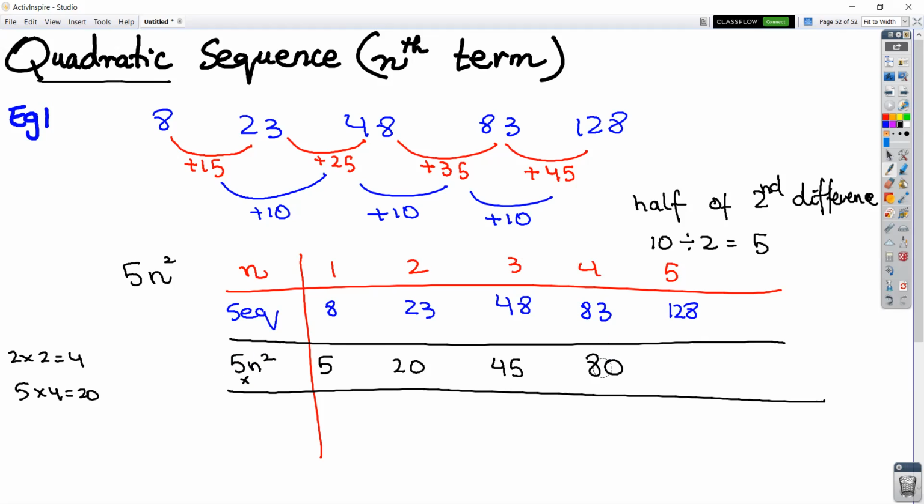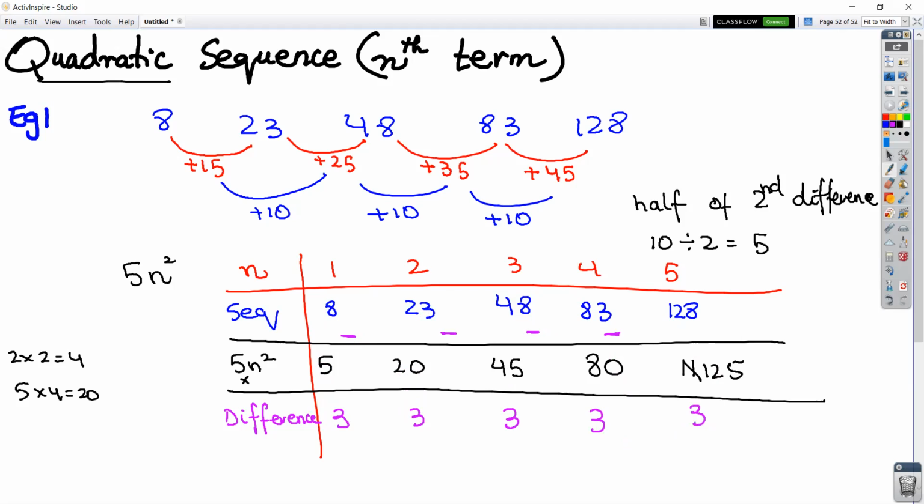Once we have these terms, now you find the difference between the sequence and 5n squared. The next column I'll write is the difference. Difference means take away, so I'm going to subtract them. 8 take away 5 is 3, 23 take away 20 is 3, 48 minus 45 is 3, and 83 minus 80 is 3. And for the next term we'd have 125, and the difference of that would be 3 again.